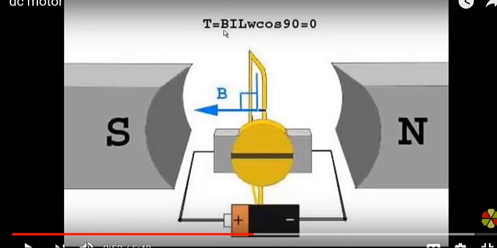The torque on a current carrying loop is the magnetic field strength times the current times, in this case, the length times the width, which is the area, times the cosine of the angle. At this point, you have no torque. The actual force would be in this direction on this side and this direction on that side.